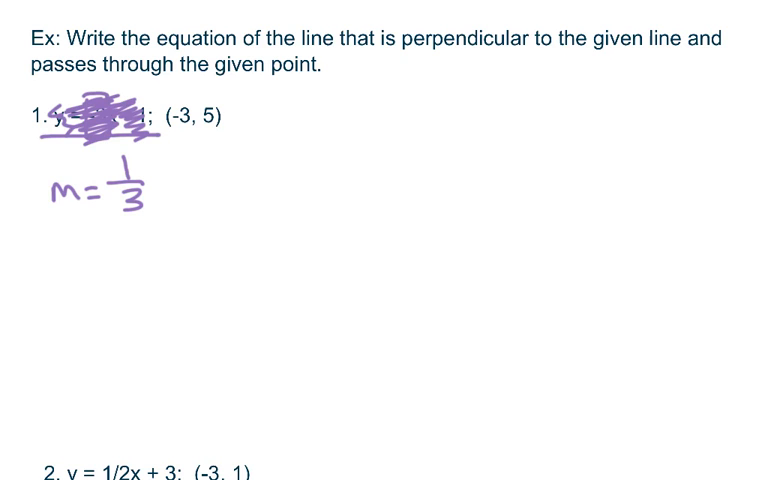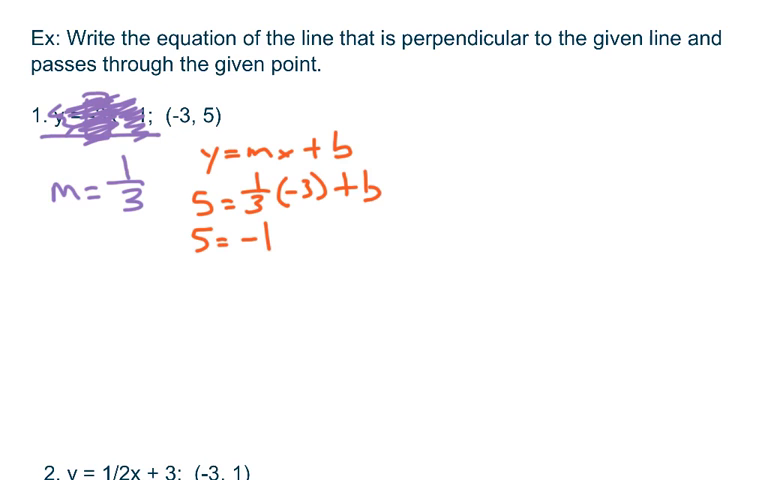Okay, so we'll use our normal slope-intercept form process, y equals mx plus b. Let's plug in what we know. We know the y value is going to be 5. We know the slope is 1/3, the x value is -3, and then plus b. So we'll have 5 equals 1/3 times -3, which is -1, plus b. We'll add 1 to both sides. 5 plus 1 is 6, and that is equal to b.